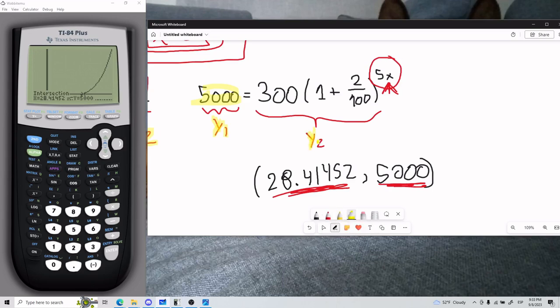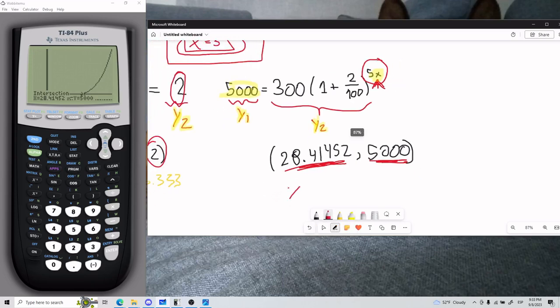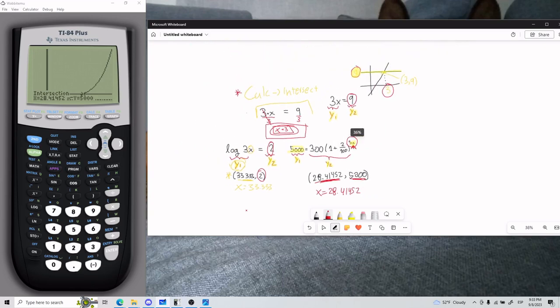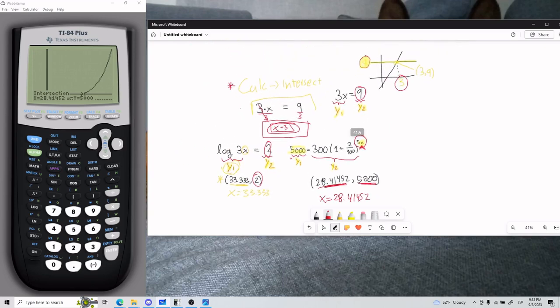And if it comes from my y2, that means it is my value for x. So x in this case, even though I didn't have to do anything else, is going to be 28.41452. That is the calc intersect trick, and at the end of the day, you can use it any place, anytime. You do not need to know how log works. You do not need to know how to get that variable down from the exponent, but you do need to know how calc intersect works.